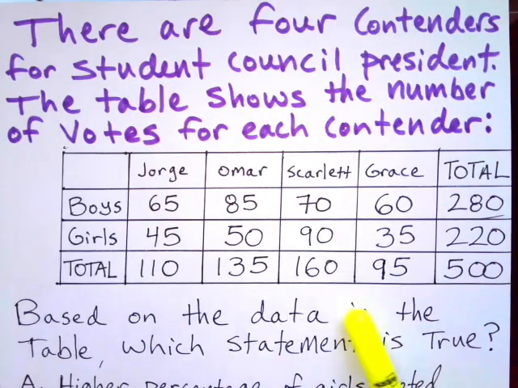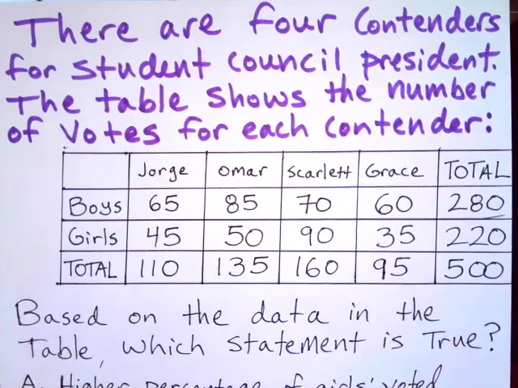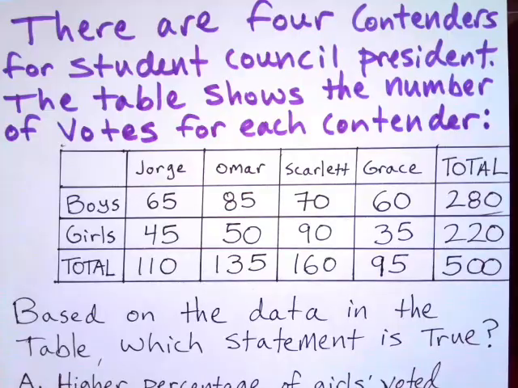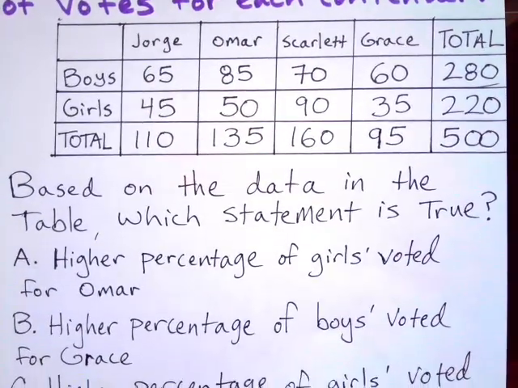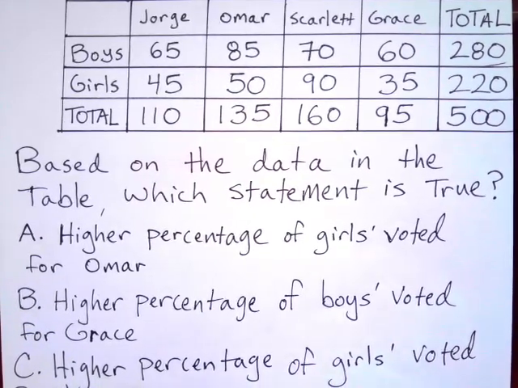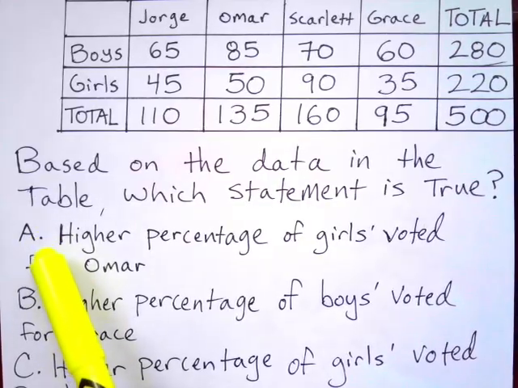Based on the data in the table, which statement is true? So again, we're going to be creating ratio fractions. And I'll try to revert back to this chart because you're going to need to use the chart in order to set up your ratio proportions. So let's go ahead and take a look here. Which one of these are true? A, B, C, D, or E?